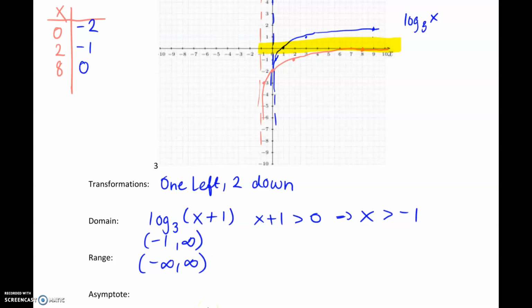Last thing was our asymptote. As we had already mentioned, it's at x equals -1. One thing you want to keep in mind is that our logarithm always has a vertical asymptote, and it's determined by our shift left or right. We start out with the y-axis, and then we move it left or right depending on what our transformation is.